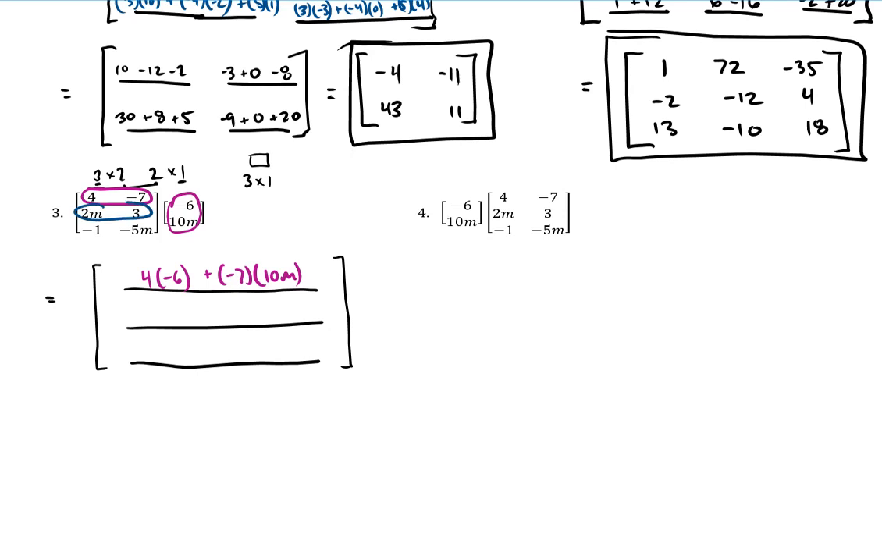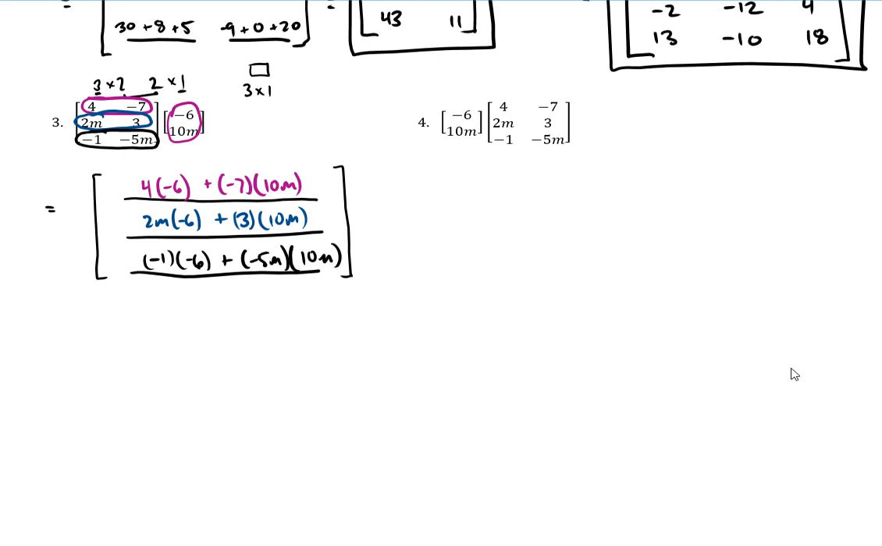And then let's continue. This next row will multiply this column also. So 2m times -6, and then plus 3 times that 10m. And then one last time, this bottom row will multiply this column, -1 times -6, and then plus -5m times +10m. And there it is. Okay, so there's the setup. And then, like the other problems, we just need to make sure that we simplify correctly.